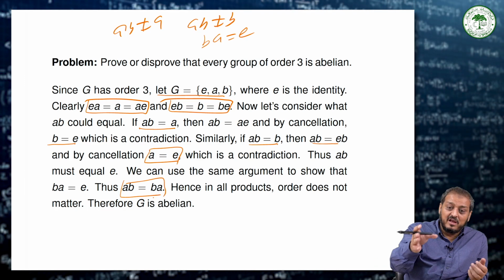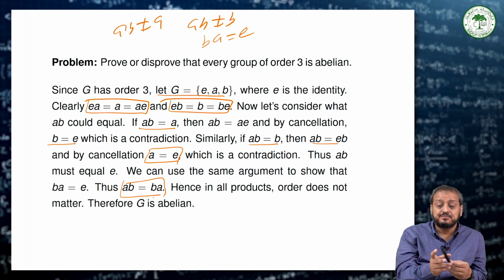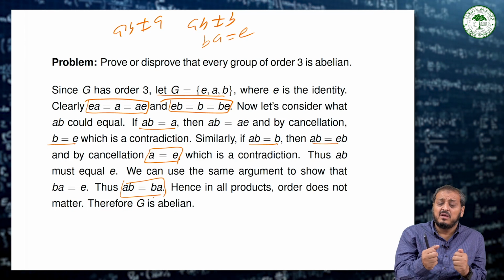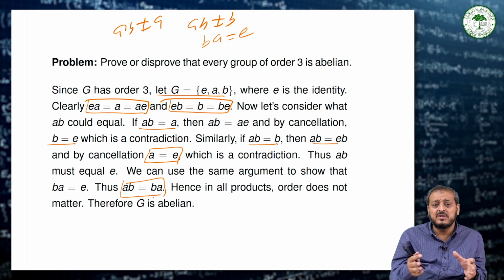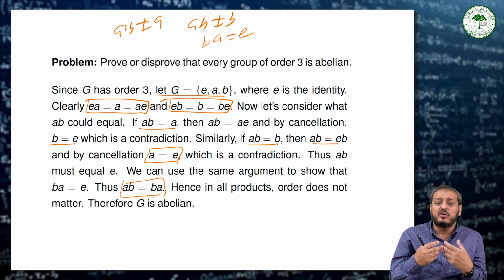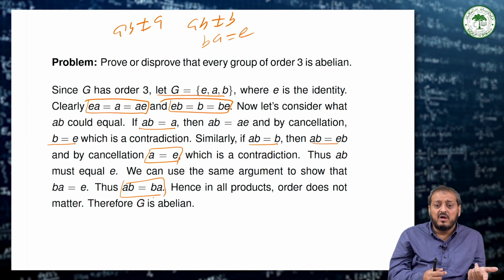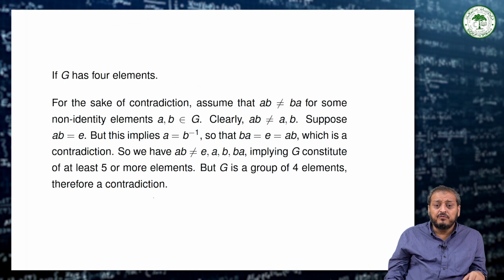So we take the elements of G as e, a, b, so we have to identify this. So that means we have to prove that every group of order 3 is always an abelian group. So we have to move further.